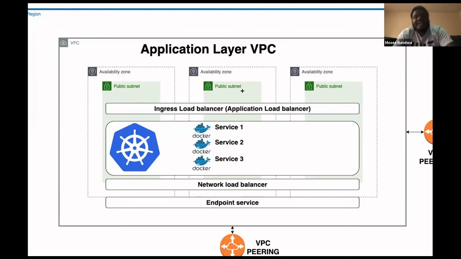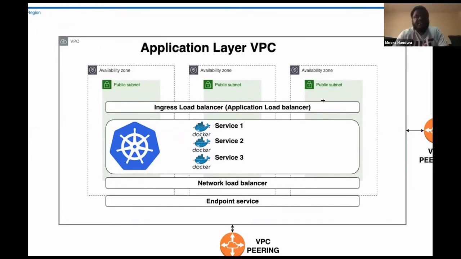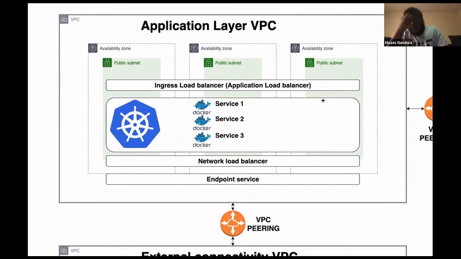One subnet under every availability zone, and then the choice of my computing needs is Kubernetes, for several other reasons that maybe we might talk about after this call or maybe another time when it's set up. You have Kubernetes that runs across. Of course, Kubernetes is exposed to the APIs by something called an ingress load balancer, which is essentially an application load balancer.